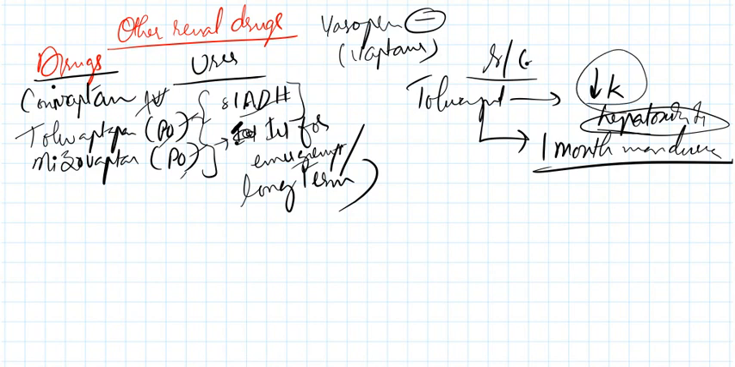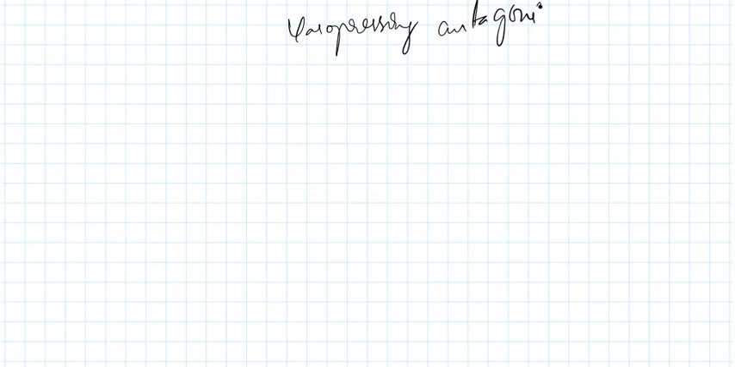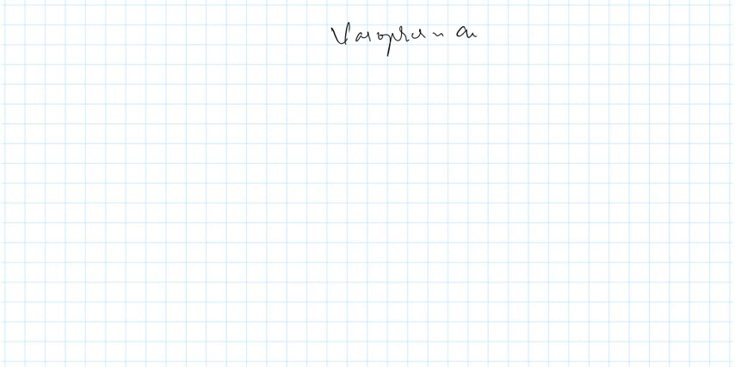Now the next group of drugs is vasopressin analogs. Previously we discussed vasopressin antagonists. Now we will discuss vasopressin analogs.